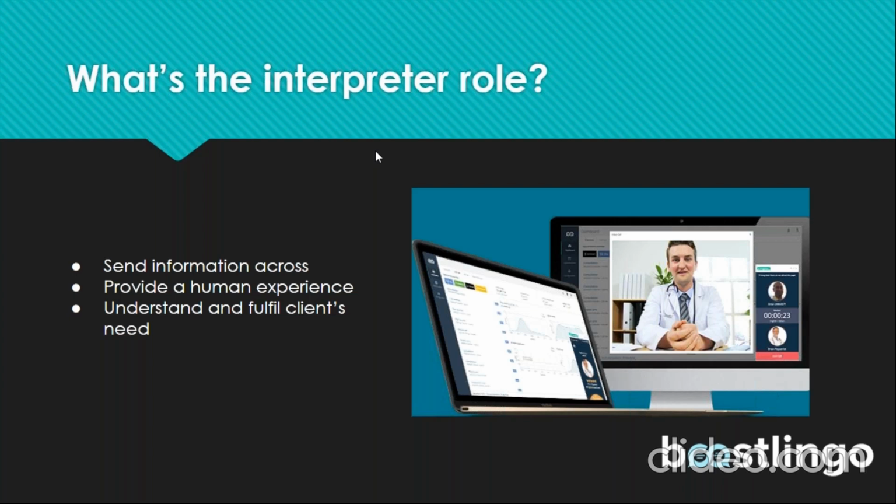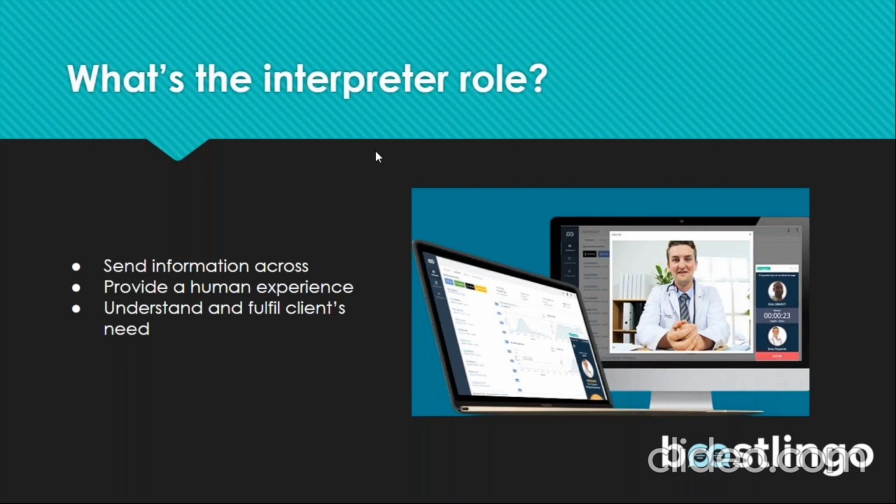And that leads me to the next point. You have to understand and fulfill the client's need. And that's not usually an easy task. It depends on the type of call that you receive. Of course, if you receive a call from, let's say, some kind of call center and they're trying to sell tickets to a tennis match, that's something an interpreter told me about last week.